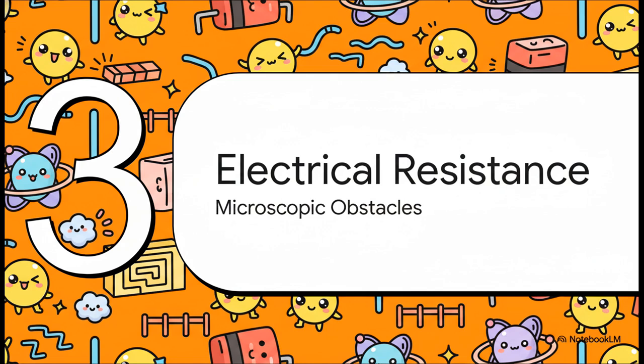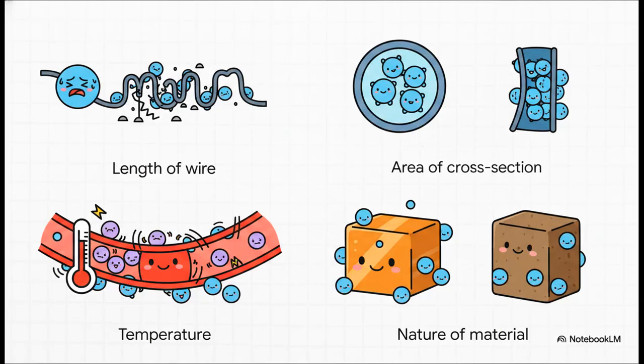Next up, Section 3, electrical resistance, or as I like to call it, the microscopic obstacles. See, as those charged particles are flying through the wire, it is definitely not a smooth ride. They actually face a microscopic obstacle course. We call this resistance, and we measure it in ohms.